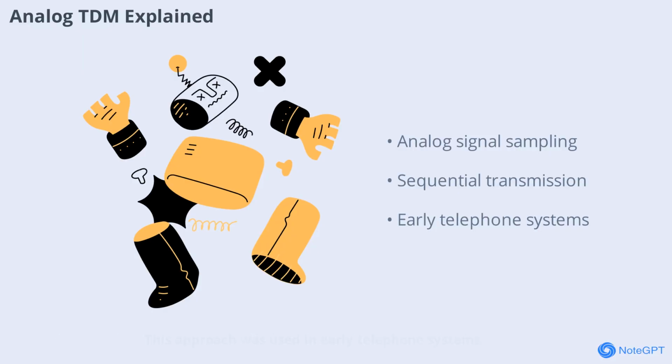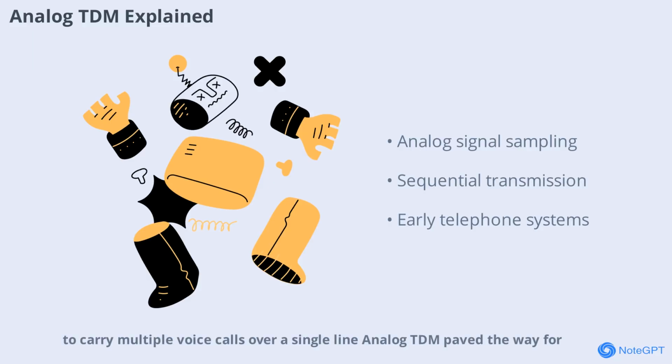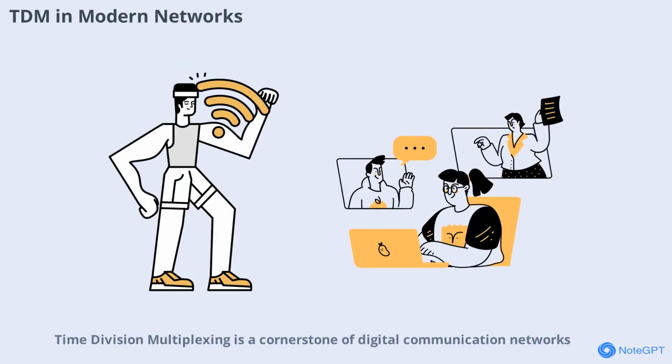This approach was used in early telephone systems to carry multiple voice calls over a single line. Analog TDM paved the way for more advanced digital multiplexing techniques used today. Today, time division multiplexing is a cornerstone of digital communication networks. It's used in everything from telephone exchanges to high-speed data links.